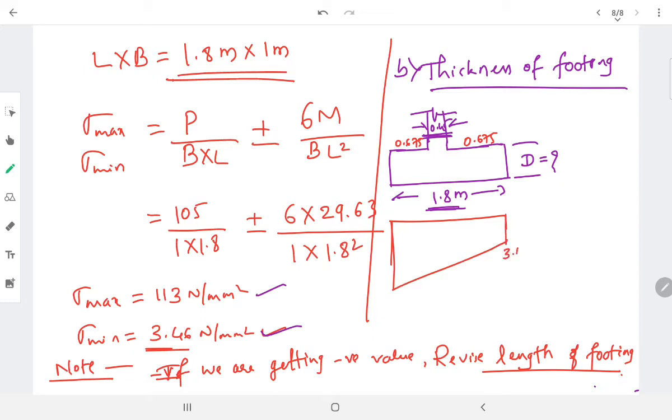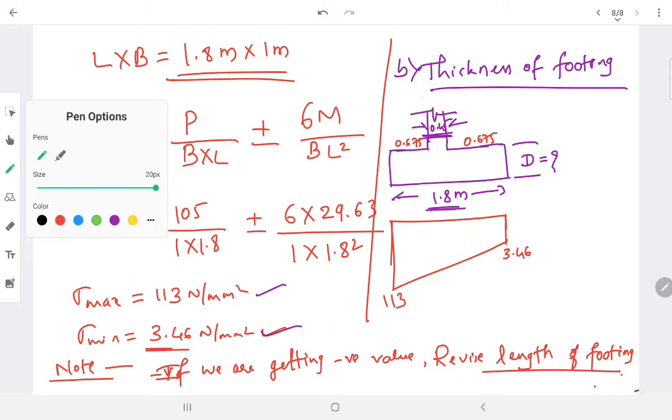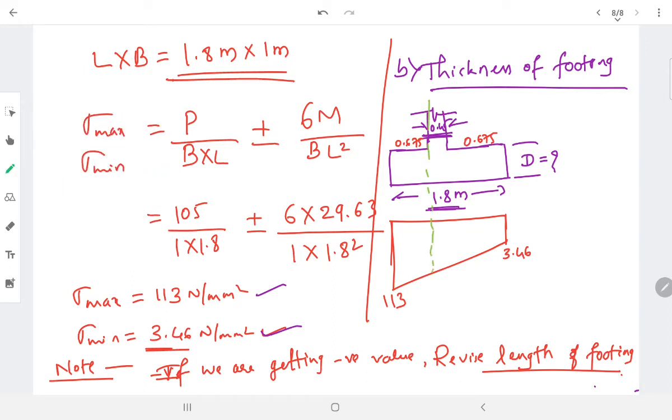So this is that 3.46 sigma minimum, maximum is 113. And here draw one critical line here. So calculate what is this value also. So here I'll draw like this. Using the similar triangle concept, we can just calculate what is the value here required.